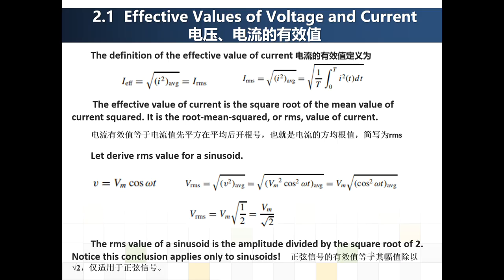The definition of the effective value of current: the effective value of current is equal to the square root of the average value of the instantaneous current i squared. So the effective value of current is the square root of the mean value of the current squared. That is also called root mean square, RMS.